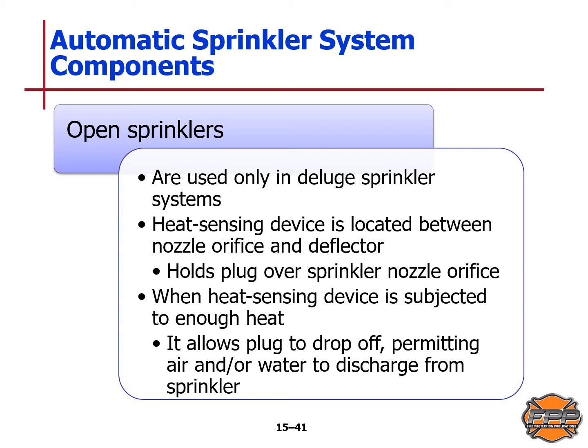Open sprinklers are only used in deluge sprinkler systems. Heat sensing devices are located between the nozzle orifice and the deflector. This holds the plug over the sprinkler nozzle orifice. When heat sensing devices are subjected to enough heat to allow the plug to drop off, permitting air and or water to discharge from the sprinkler, then the sprinkler is in action.